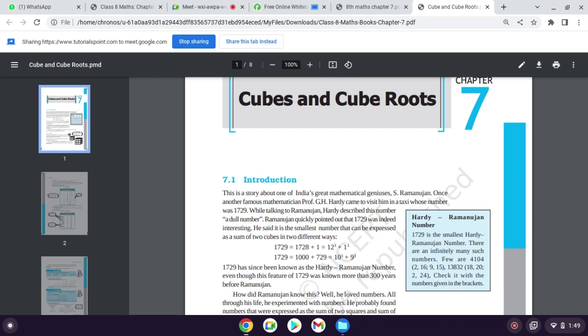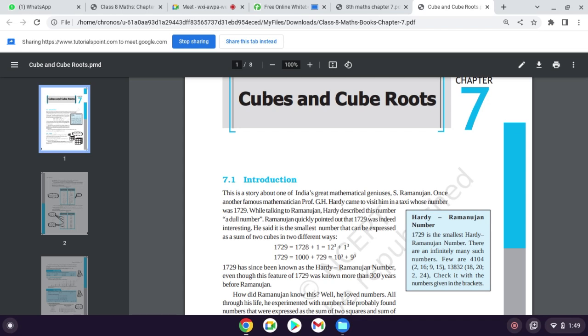While talking to Ramanujan, Hardy described this number as a dull number. Ramanujan quickly pointed out that 1729 was indeed interesting. He said it is the smallest number that can be expressed as the sum of two cubes in two different ways. For example, if I break 1729 into 1728 plus 1, then 1728 is exactly the cube of 12 and the 1 is exactly the cube of 1. And then we can make it as the cube of two different numbers in two different ways.